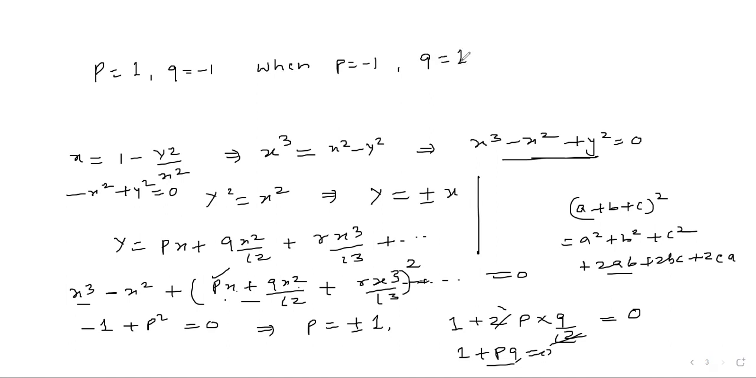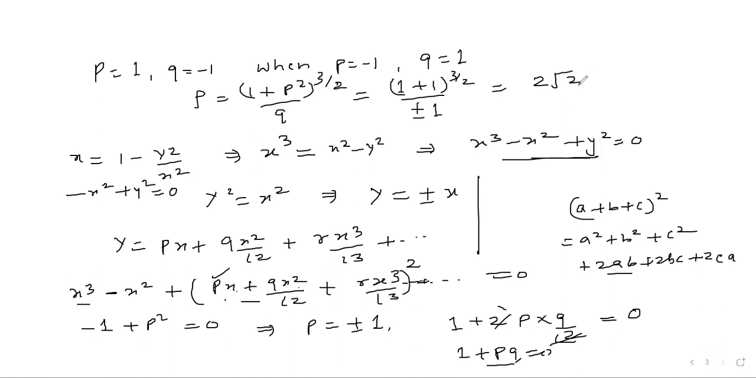So the radius of curvature will be rho equal to (1 plus p square) whole power 3 by 2 divided by q. So we put the values. This will become (1 plus 1) whole power 3 by 2 divided by, let's write the value of q directly as plus minus 1. So this will become 2 power 3 by 2, which means 2 root 2, divided by plus minus 1, which is plus minus 2 root 2. And that is our answer. Thank you for watching.